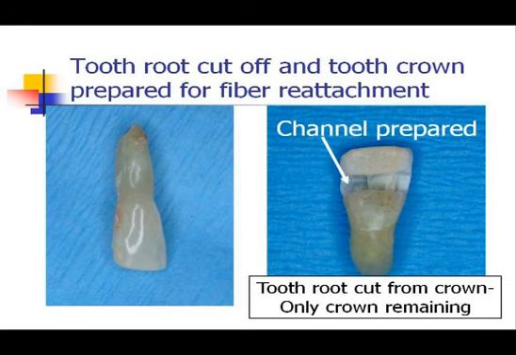I create a channel that I prepare in the middle third of this incisor using a 35 inverted cone burr. And it's all right for me to go into the dentin in these areas. So I've cut the tooth crown from the root, so only the crown is remaining.